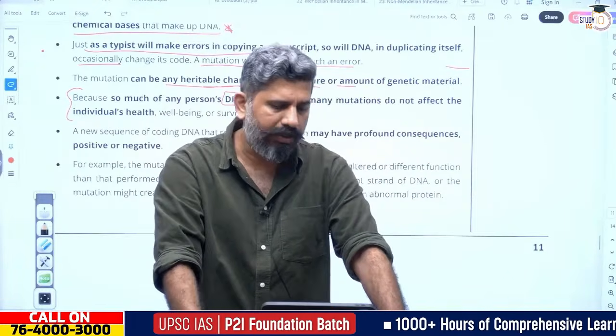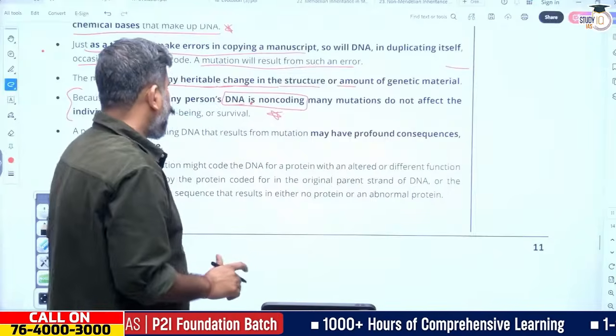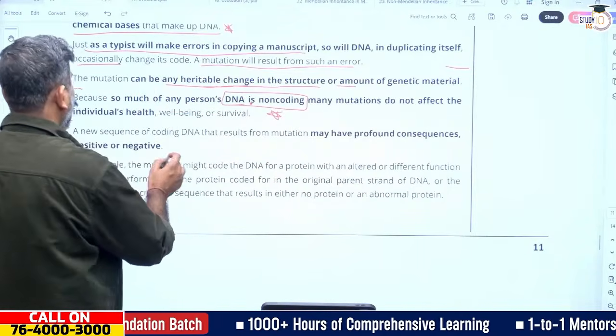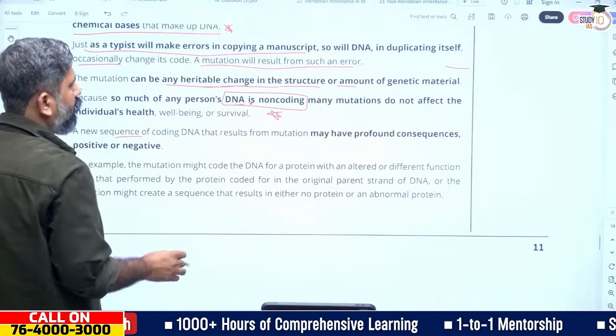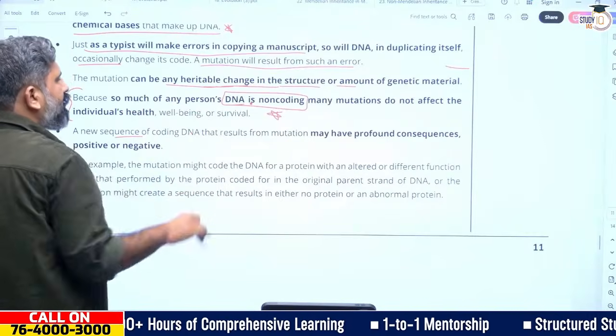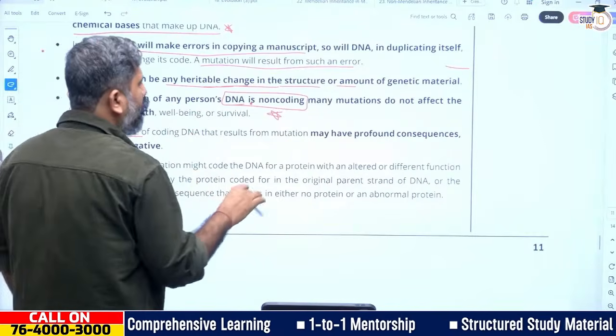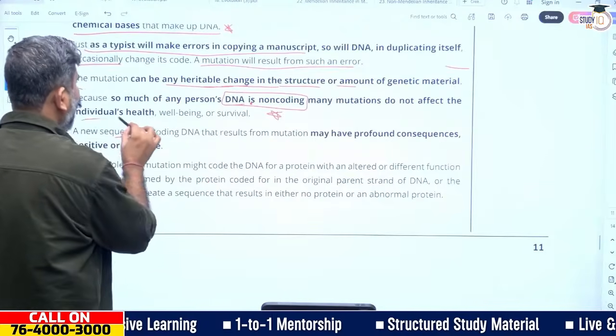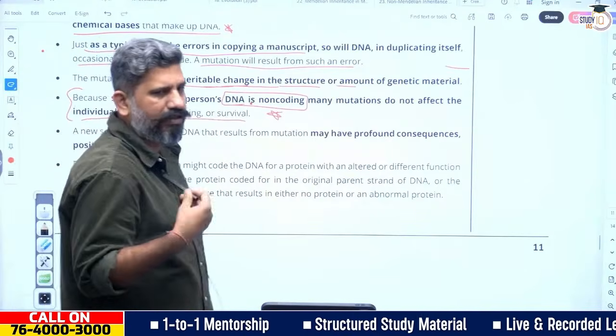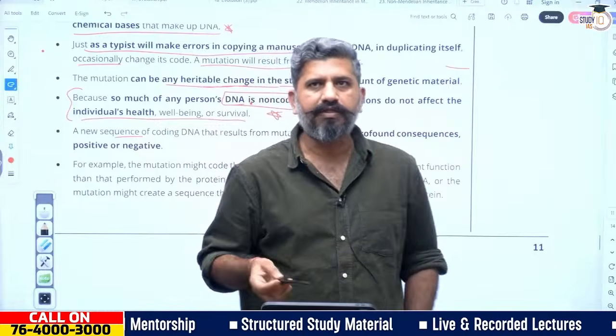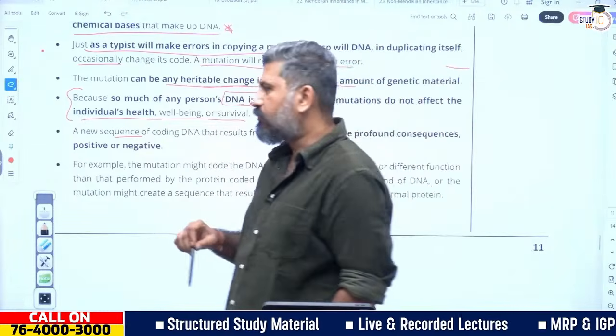Yes, no? People online? Right? A new sequence of coding. So we have seen what? Because so much of any person's DNA is non-coding, many mutations do not affect the individual's health and well-being or survival. It does not have much impact on the individual's health or well-being.